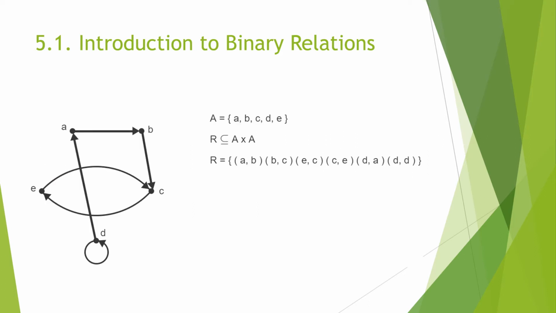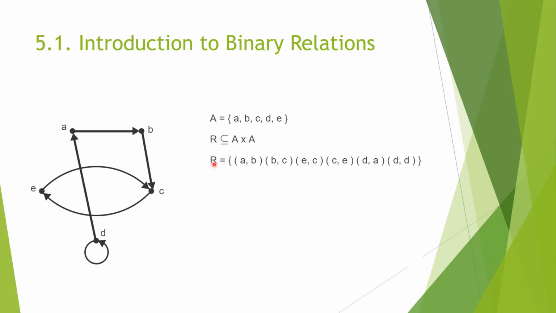So let's assume that you have a set like A which contains 5 letters A, B, C, D, and E, and R is a relation on set A. So R is a subset of the Cartesian product of A and A.